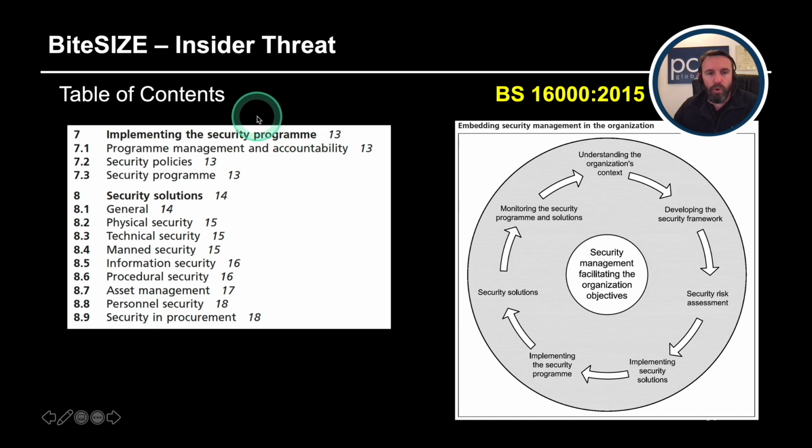Implementing the security program. This is where our policies come in, our security program across the organization, and then into security solutions. And we're nearly there with monitoring the security program and the solutions. But when we look through these clauses, it is when we come down into 8.8 personnel security, that's where the standard talks about the importance of ensuring that people coming into the organizations are vetted. We start to look at the HR department, we start looking at the onboarding process, and what HR professionals like to term the employee life cycle.